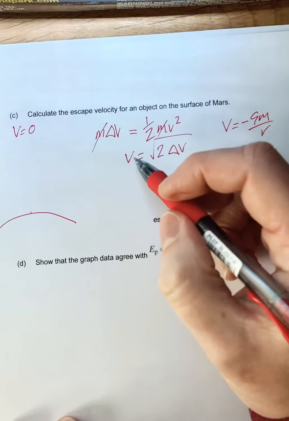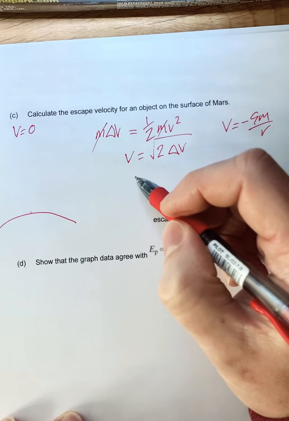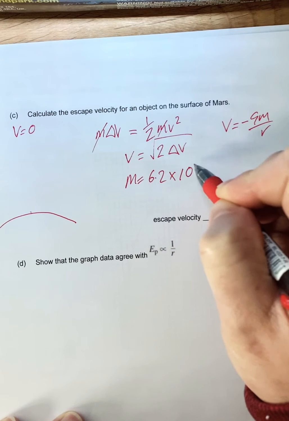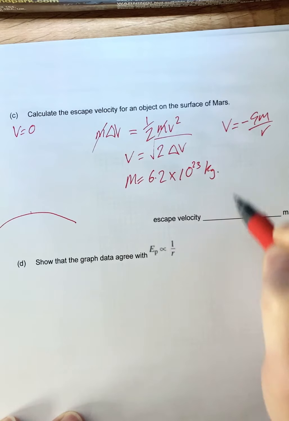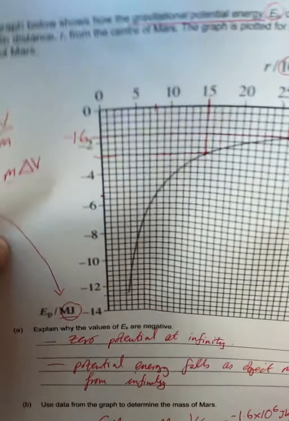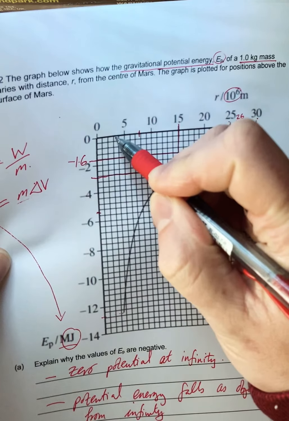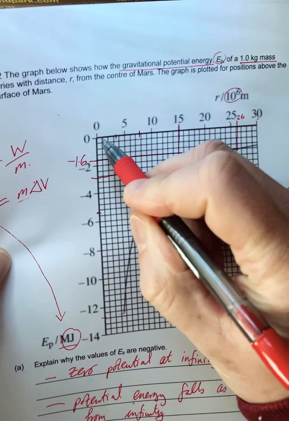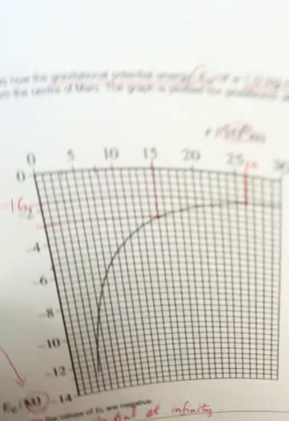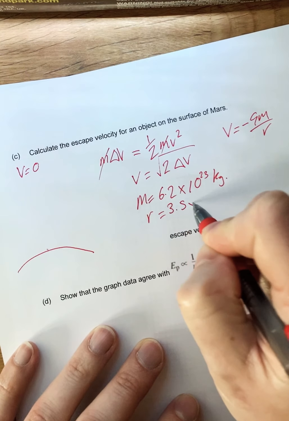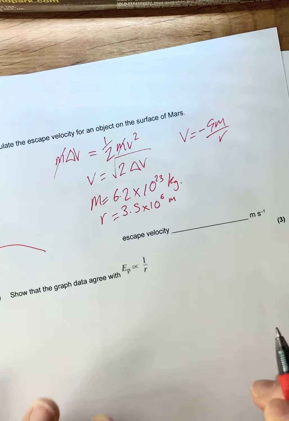How about, why don't we, well, we know from the last question, and then that would mean I'd need to read off the graph to get the radius. So what's this? If I carry that line up very roughly, it's halfway between 1, 2, 3 and 4, 3.5 times 10 to the 6. So I'm going to use that, 3.5 times 10 to the 6 meters.